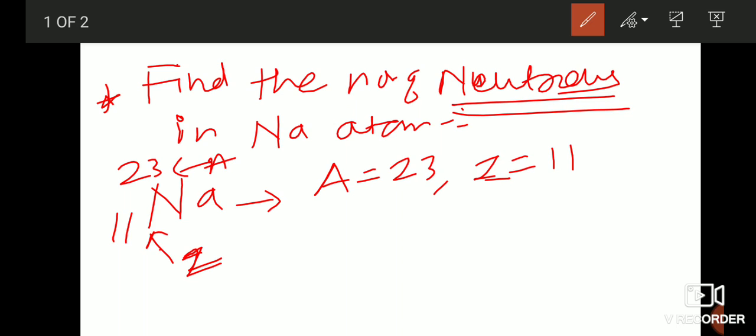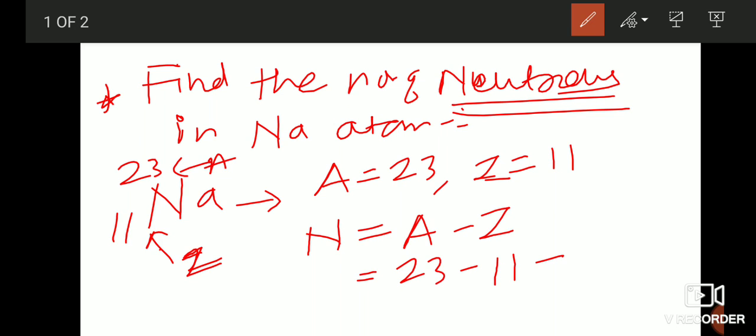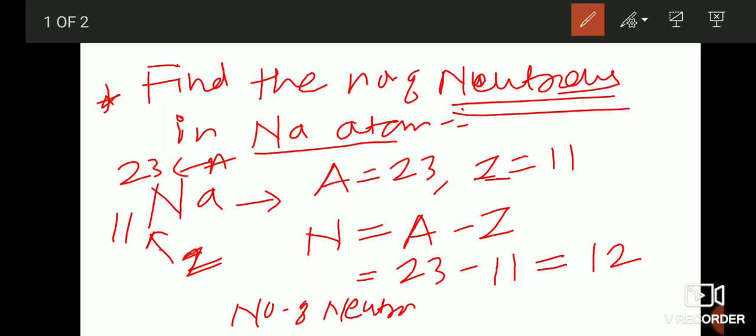So what is the formula for the number of neutrons? N is equal to A minus Z. Correct? So A is 23 and Z is equal to 11. So 23 minus 11 is equal to 12. So how many neutrons are there in the sodium atom? The number of neutrons in the sodium atom is equal to 12. Understand?